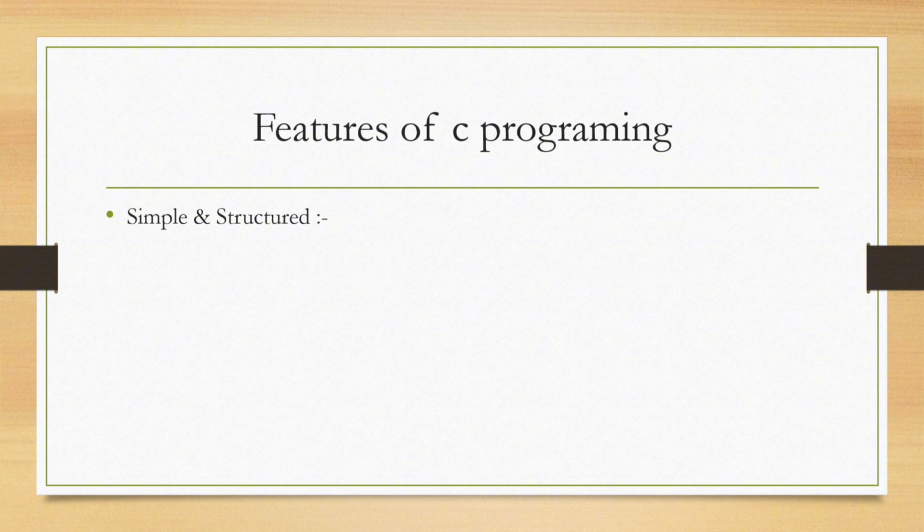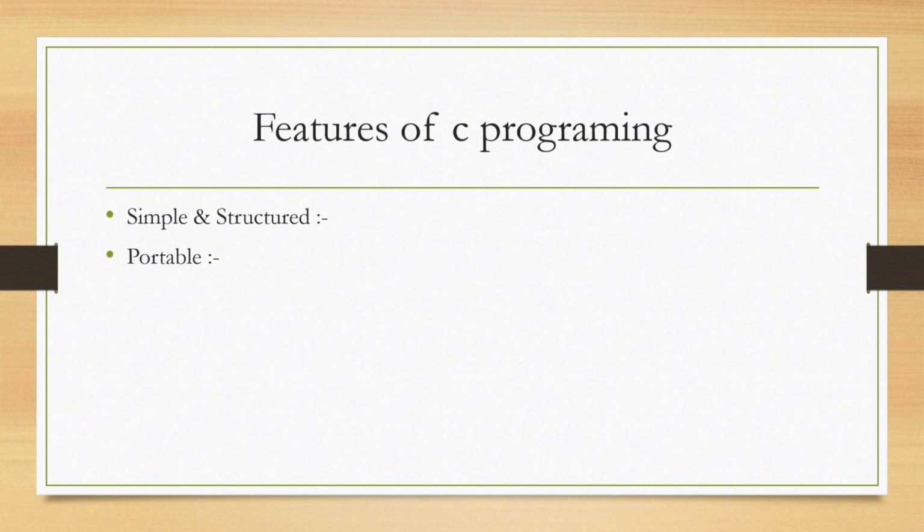Now let us see the next feature of C, which is portable. If you have written a C program on one computer, suppose in Windows, it can be compiled and executed on others like Linux or Mac by making little modification. This is possible because C code is compiled into machine code which can be run on different platforms. Many embedded systems and operating systems use C because of this feature.